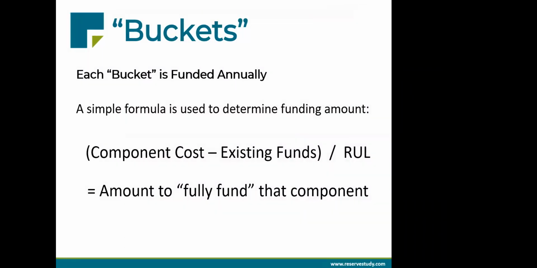When you're using this method, you determine the amount of funding going into each bucket every year using a pretty simple, straightforward calculation. Basically, all you're going to do is take the cost of that component, subtract out any existing funds that are already saved for it, and then take the remaining difference and divide that by the remaining useful life of the component as measured in years. The result of that calculation will then tell you the amount that is required to, quote, fully fund that component in the following year's budget.